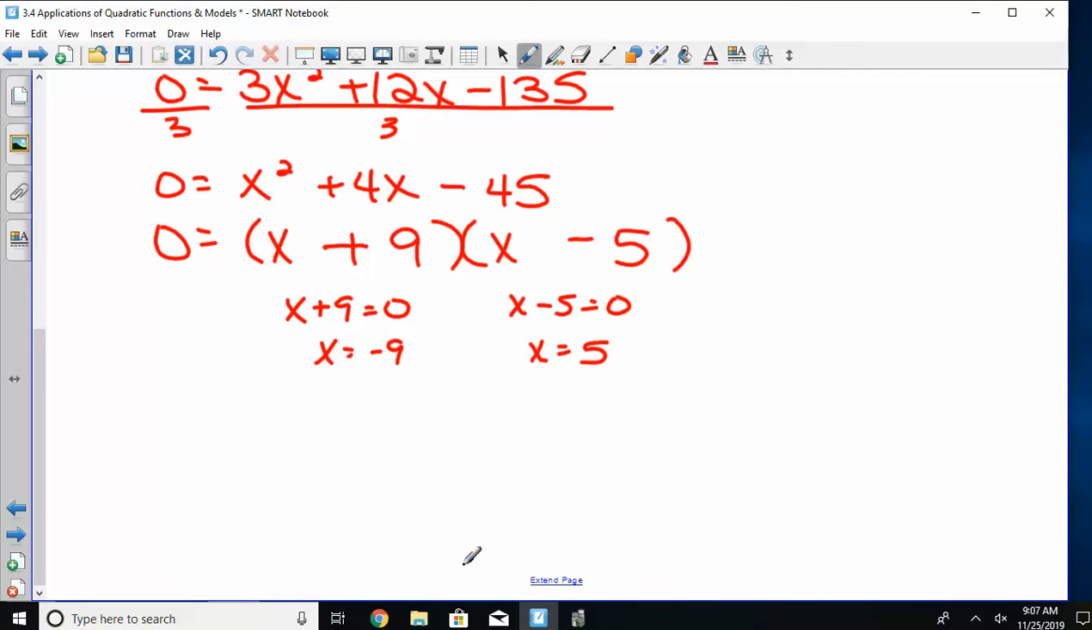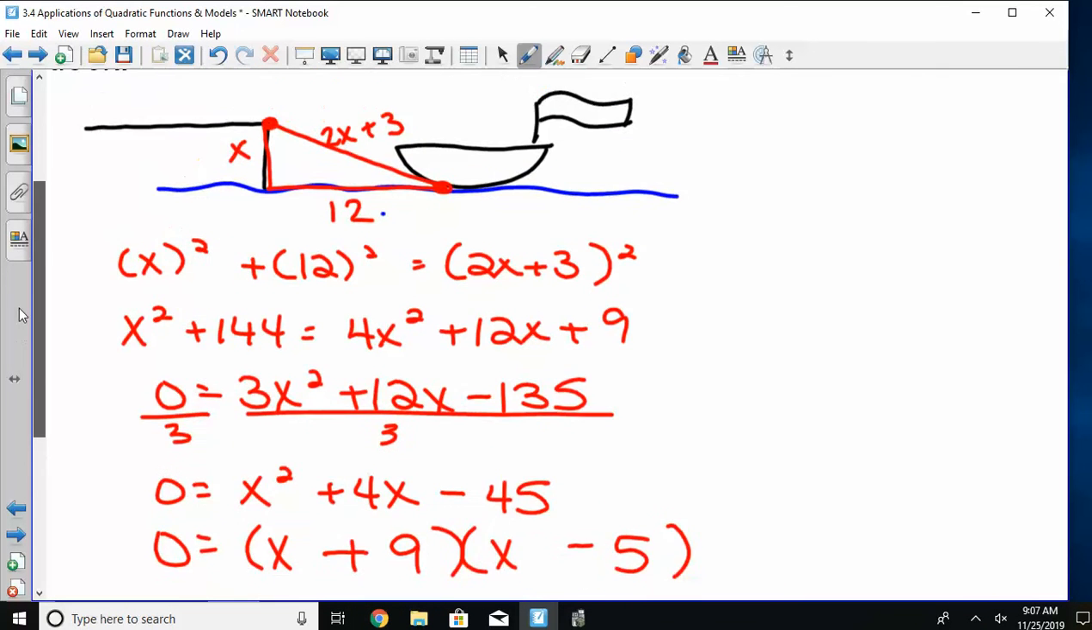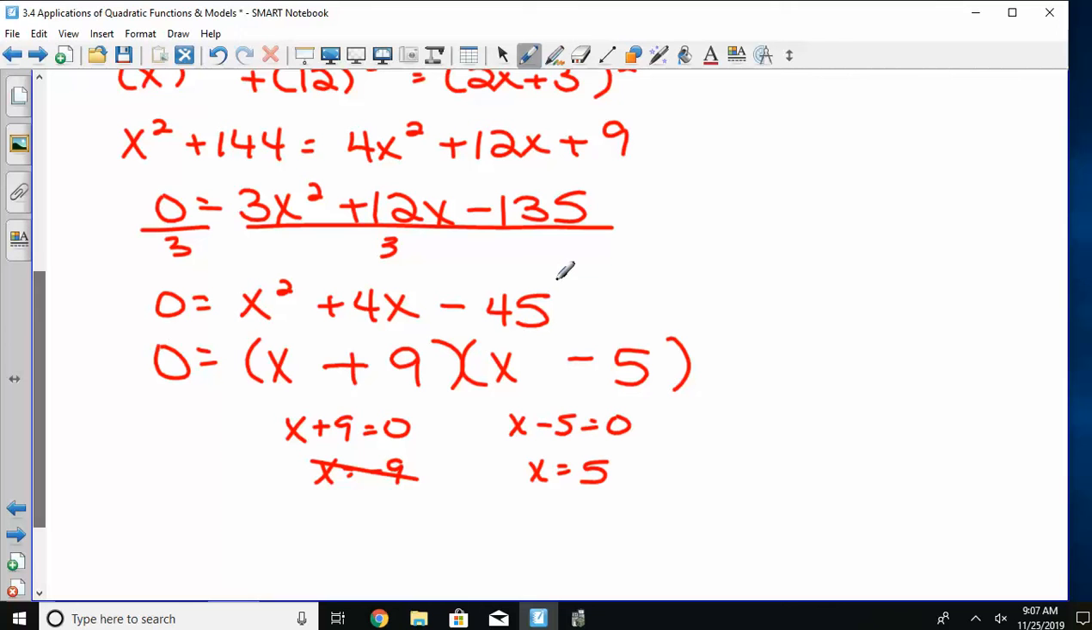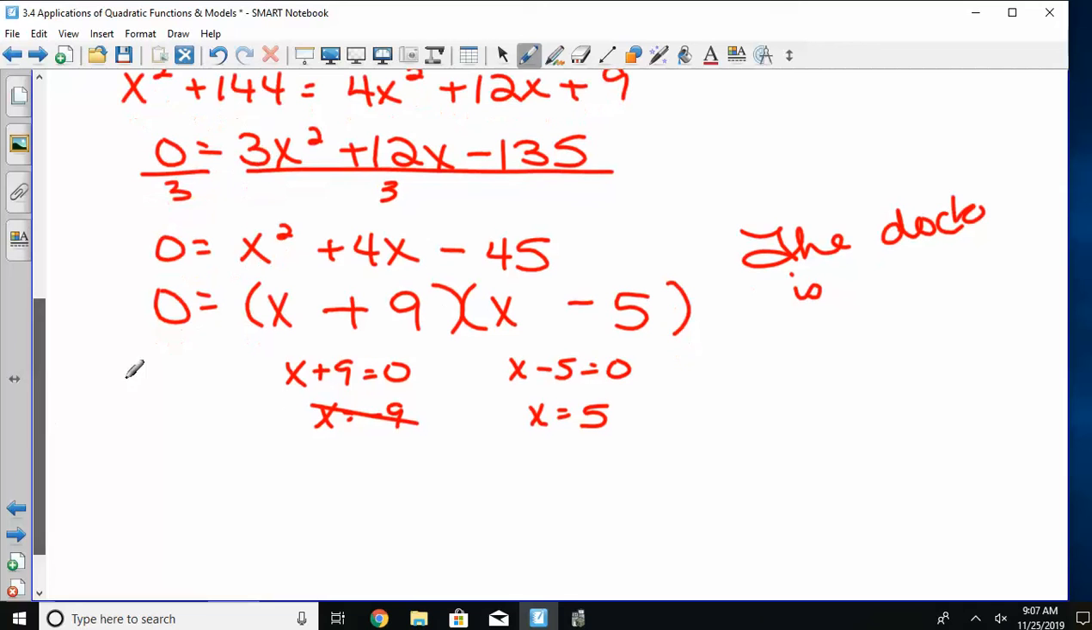X represents the height of the dock. Can you go build a dock with a height of negative 9? I mean, I guess maybe if you build it underwater, 9 feet below water, but that wouldn't be very useful to you. So we just need the positive here. Do you have a question? Sorry. Then we have to answer the question. It was just the height of the dock. And we were in feet, so 5 feet high.